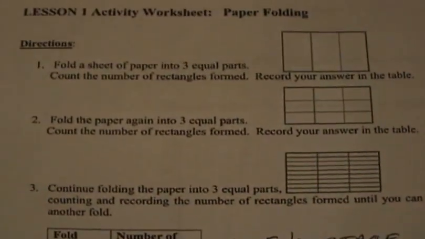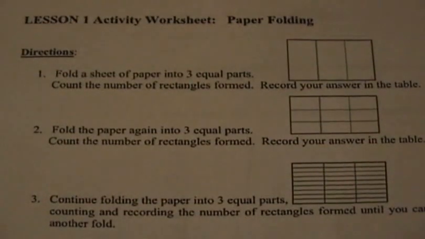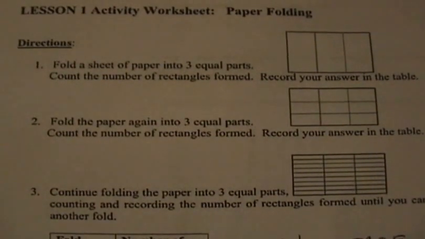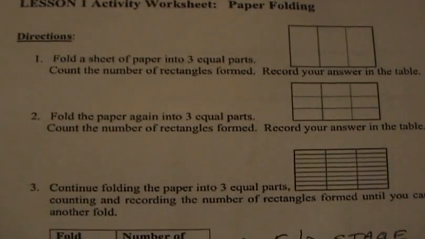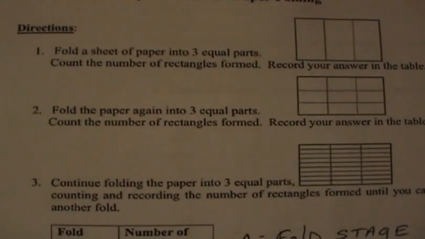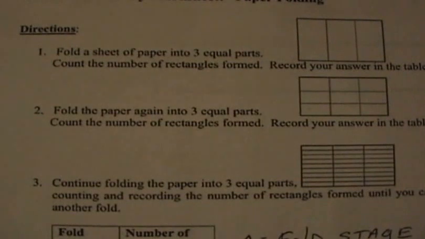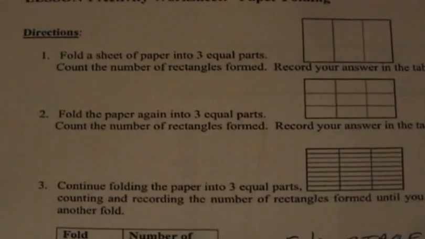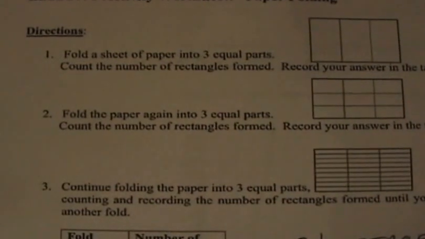Okay, for our second activity, we're going to take a normal piece of letter size paper and fold it into 3 equal parts, count the number of rectangles formed, and then fold the paper again into 3 equal parts and continue to repeat this process, recording the number of rectangles that our piece of paper is folded into at each stage. So if we start to do this, we're going to see a pattern here.